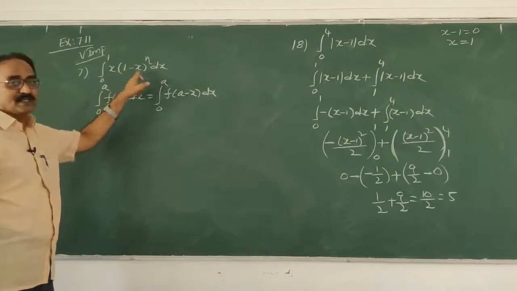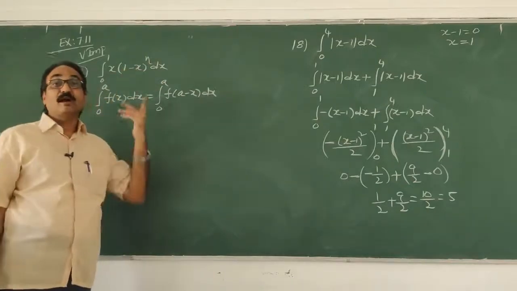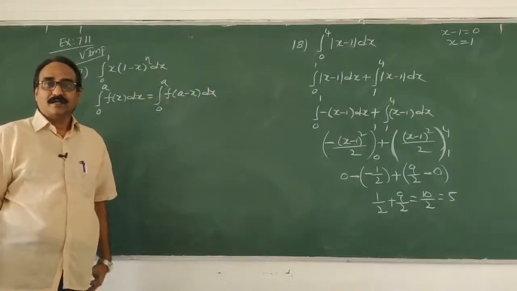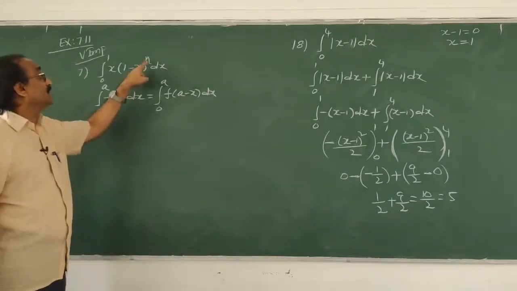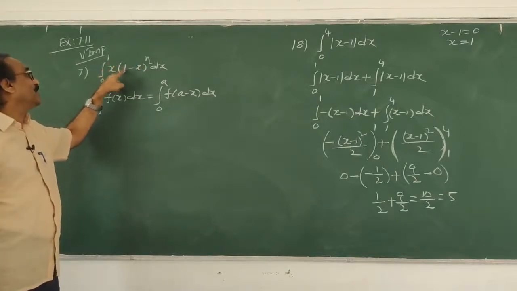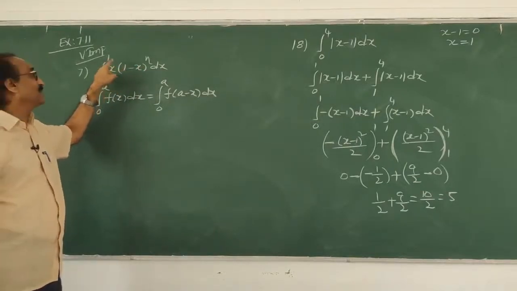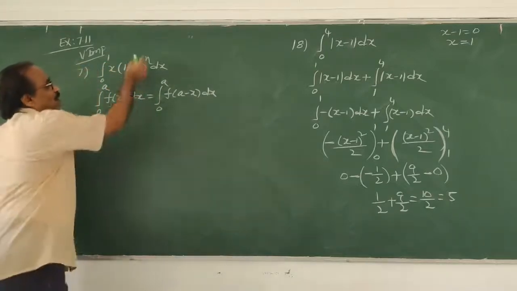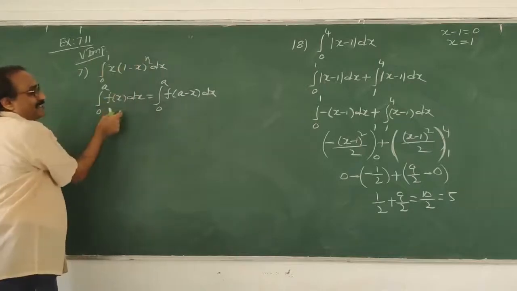If you expand, can you expand this? Yes, we can do it by binomial theorem. This much will come, and so on like that. Correct or not? So suppose this n comes here, x power n means a single term, x power n into 1, x power n separated, x power n into x power n plus 1. Correct or not? So to change the power, this is the formula.